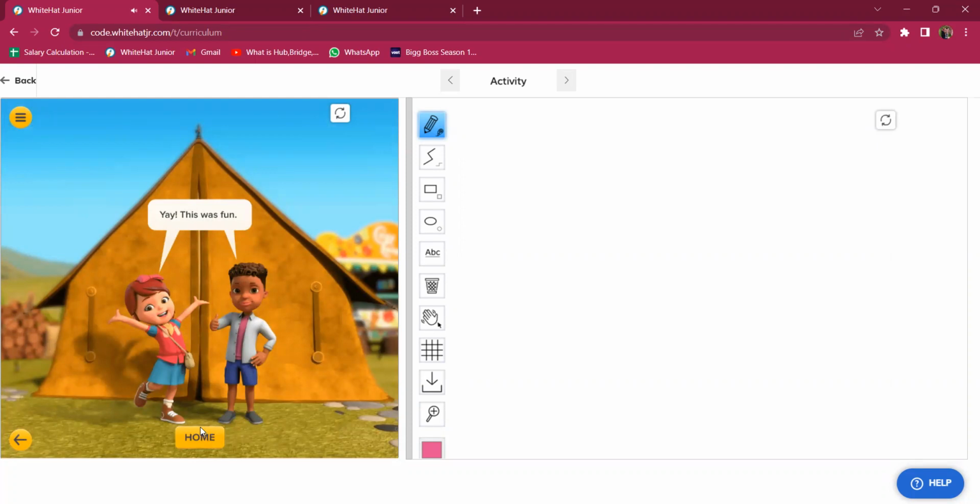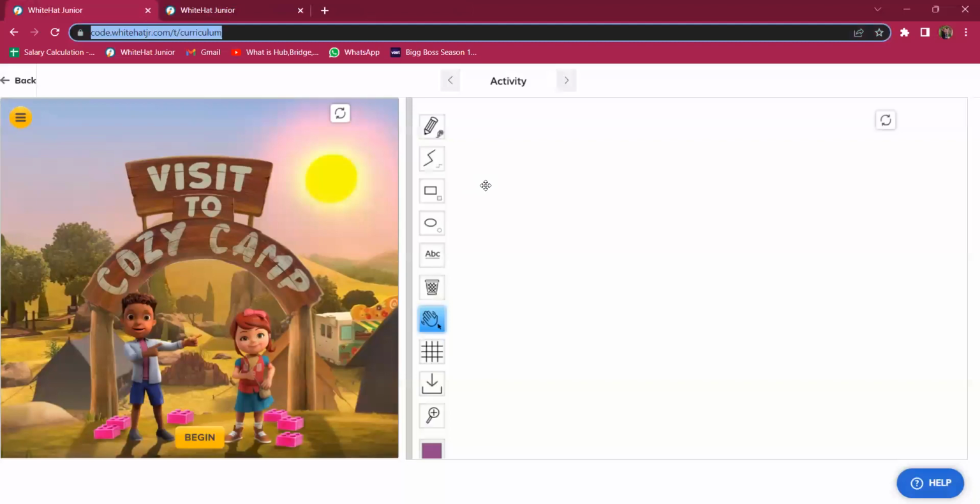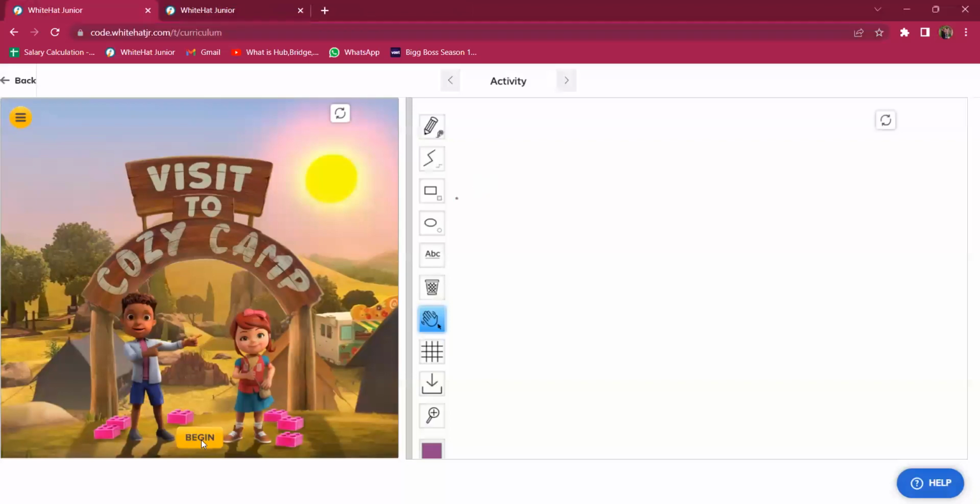So wow, this was fun. We really enjoyed doing this activity. Let's see the next activity, activity number 7. So let's see what we have to do in this activity. So let's click on begin.